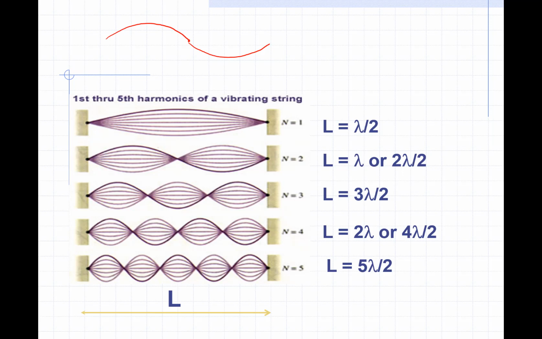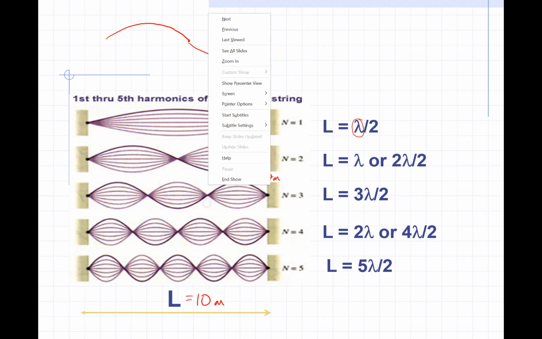So we can create a little equation we could solve for lambda in terms of L. That way, if our length is, let's say, 10 meters, then lambda here would be 20 meters. Here, lambda equals 10 meters. Here, lambda equals 6.67 meters, etc. We can just look at how much space one full wave takes up.